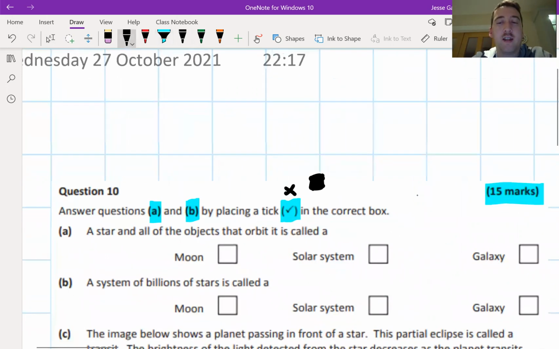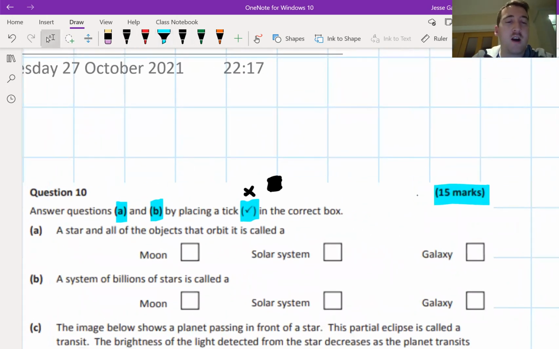Okay, so the next, let's have a look at what it says here. It says a star and all of the objects that orbit it is called what? So you have three options, A, B, and C. Again, this is the most basic of all real Earth and space science. You just have to pick. It's checking, do you know your definition, guys, of what a star is? A star and all the objects that orbit it. So I don't think there's much explaining needed here. You have to go ahead and choose one of them.